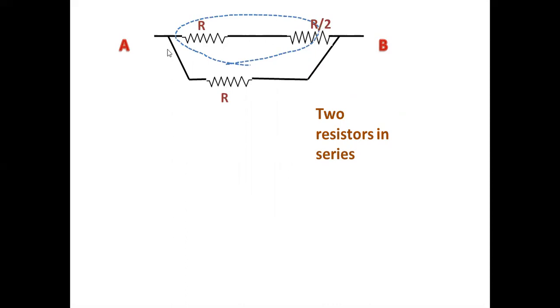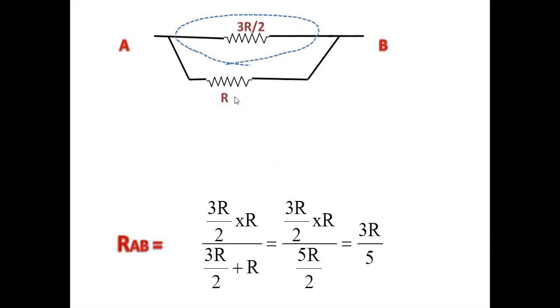1.5 R, half R, 1 R, 1.5 R, 3R by 2. 3R by 2 parallel R, 3R by 2 into R over 3R by 2 plus R, R1 R2 by R1 plus R2. What is 3R by 2 into R? 3R by 2 into R as it is. 3R by 2 plus R, 5R by 2. 5R by 2 here. That is equal to 3R by 2. 2 gets cancelled. 3RR by 5R, 3 by 5R. Answer is 3 by 5R.